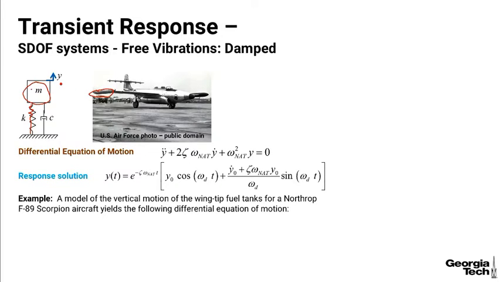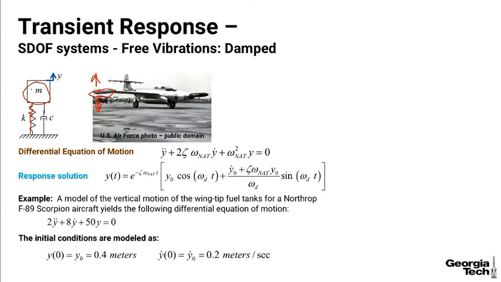And this is a Northrop F-89 Scorpion aircraft. And we're looking at the vertical motion, up and down, of these wingtip fuel tanks as this aircraft operates. I give you the differential equation of motion for that system that we would come up with. This is just some values that I've put in.